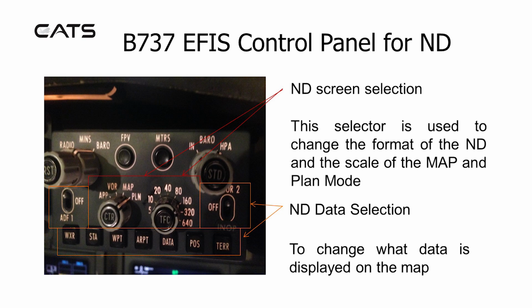The EFIS control panel for the navigation display. There's a screen selection with a selector used to change the format of the navigation display and the scale of the map and plan mode. There's also navigation display data selection to change what data is displayed on the map.